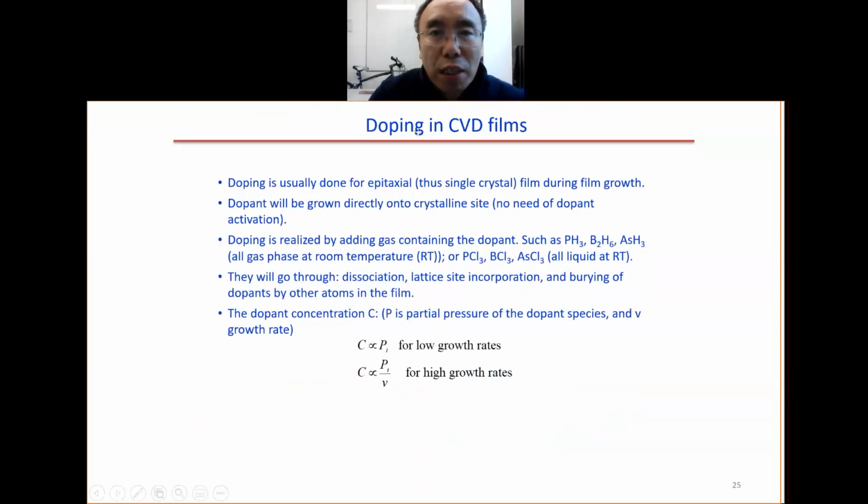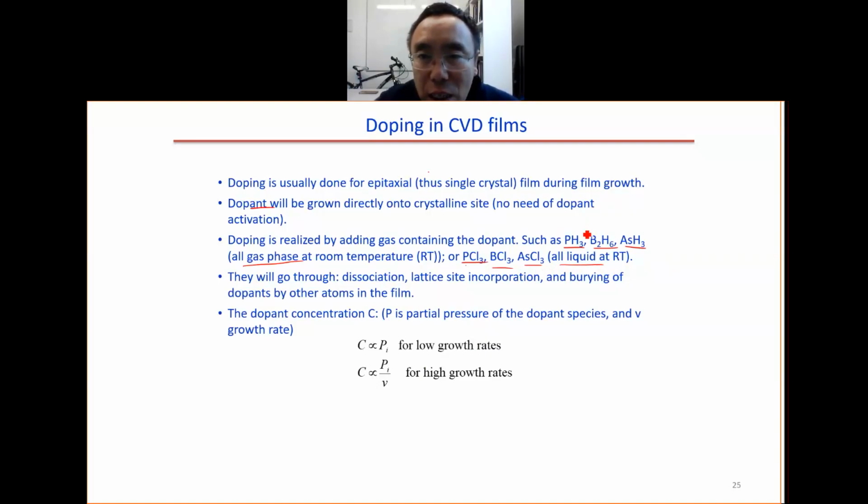And now let's look at the doping. For the silicon wafer growth, we add a dopant into the silicon material. So here is the same thing. We just add a dopant into the gas. For example, we can add phosphine gas, diborane, arsine, which are gas phase at room temperature. We can also add trichlorophosphine, BCl3, AsCl3. They are all liquid at room temperature.